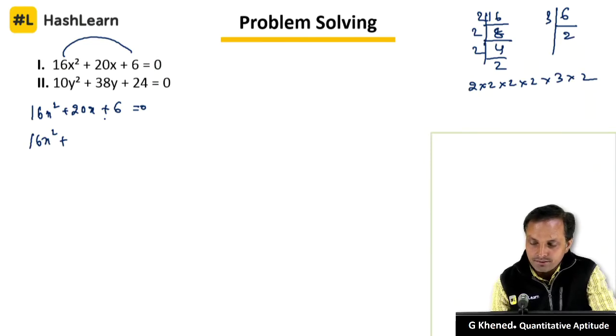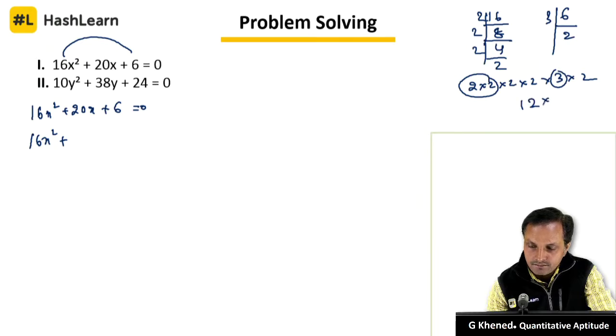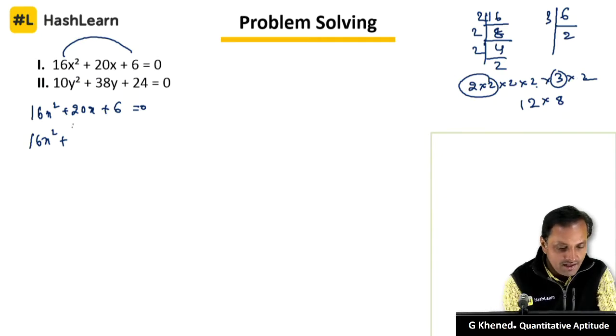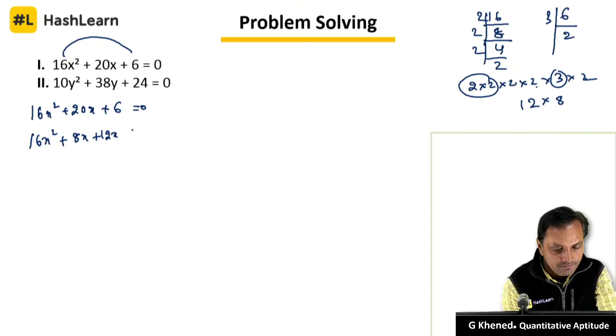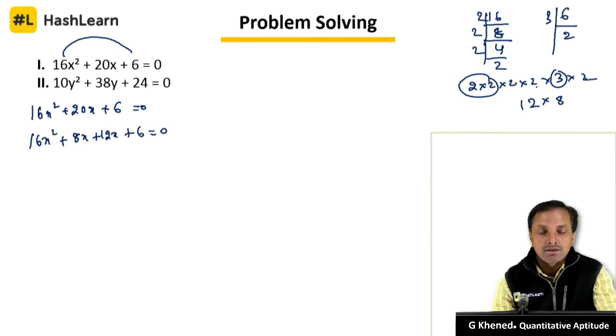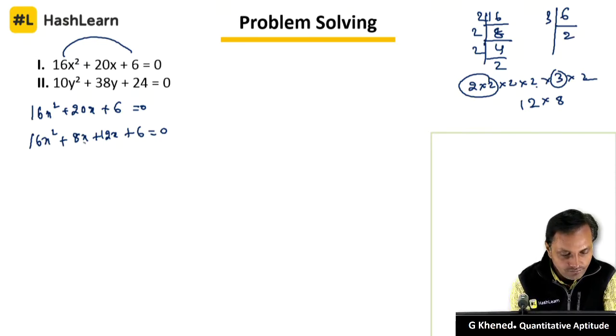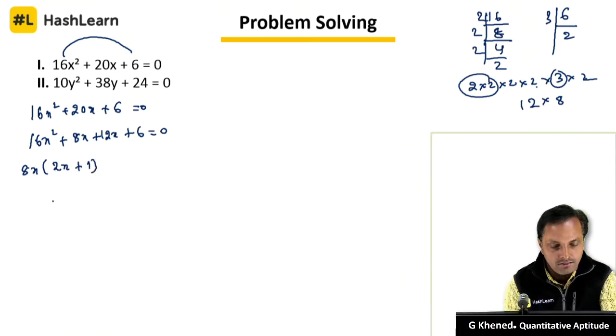So how will you get that? 4 into 3 is 12, 2 into 2 into 2 is 8. So 12 plus 8 is 8x plus 12x, 12 plus 8 is 20x. Solve for that. 8x is common, 2x, you can always cross check 16x square, 8x.